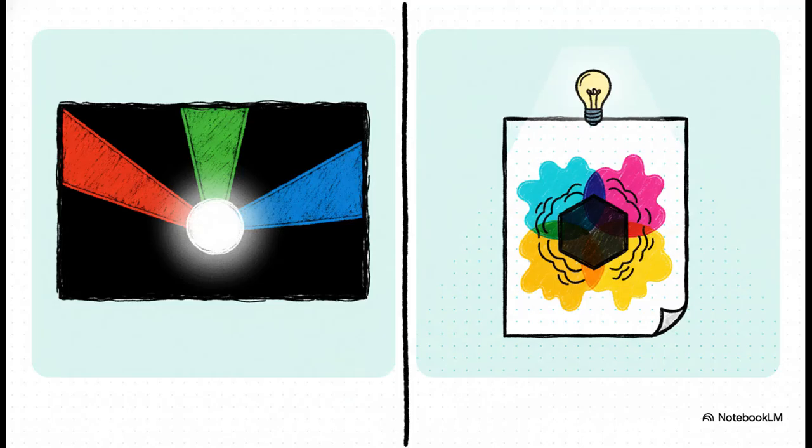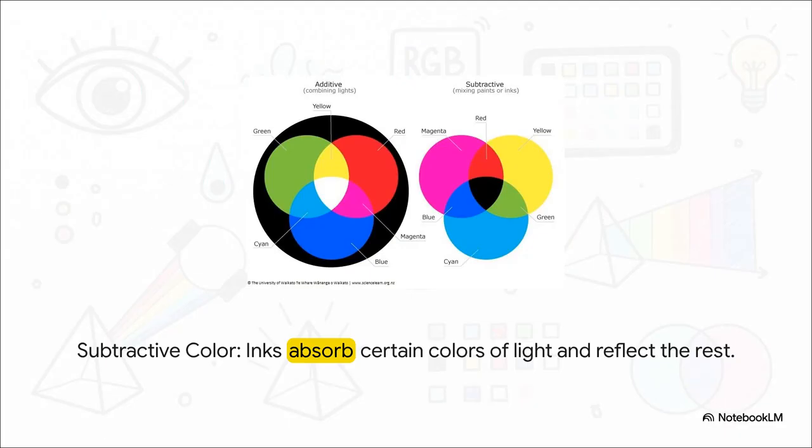Here's the fundamental difference you have to grasp. Screens start with a black background and they add light to create color. Paper, on the other hand, starts with a white background and the ink you put on it subtracts light. And that is the whole basis for our next color model. This is the subtractive color model. Here, the primary colors are cyan, magenta, and yellow.